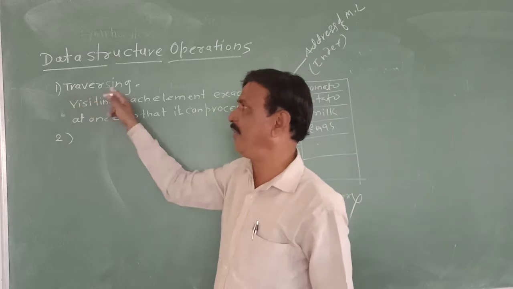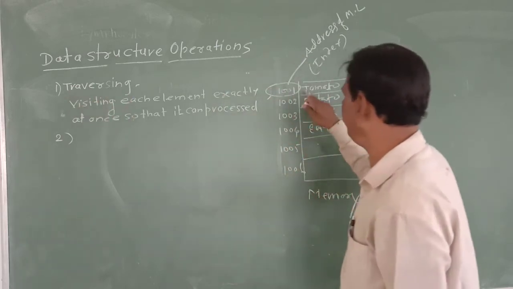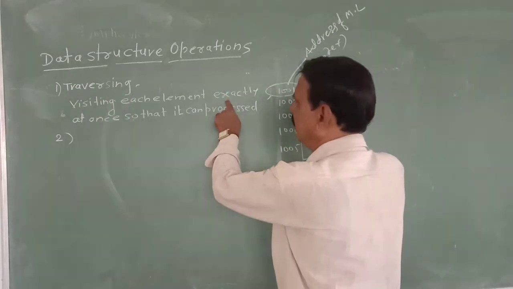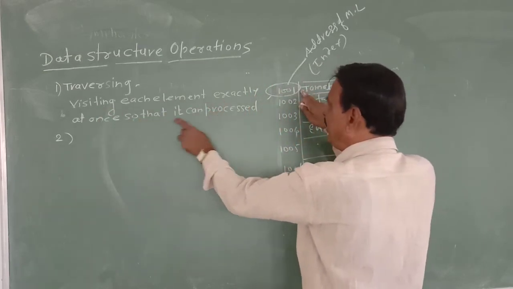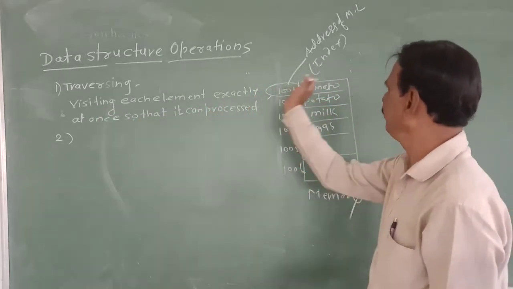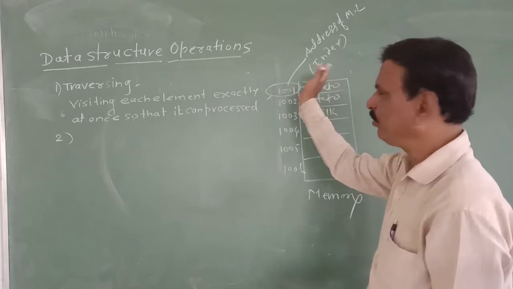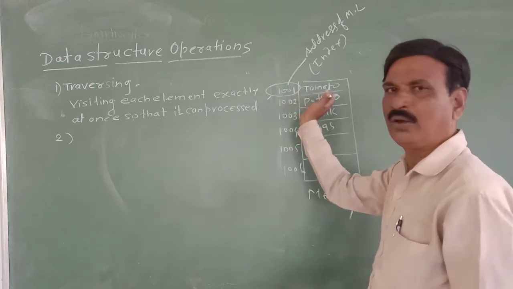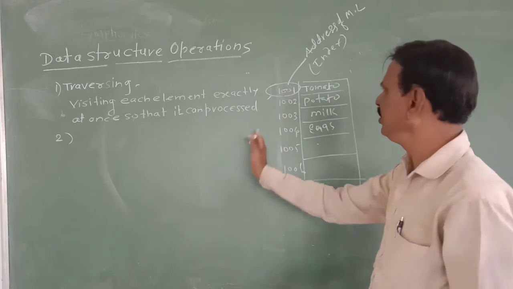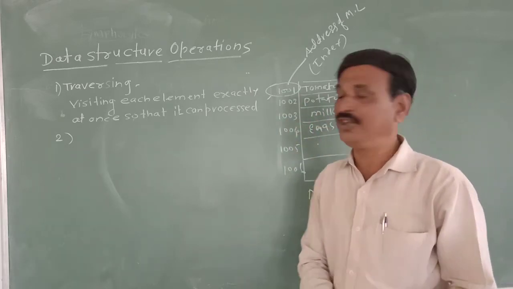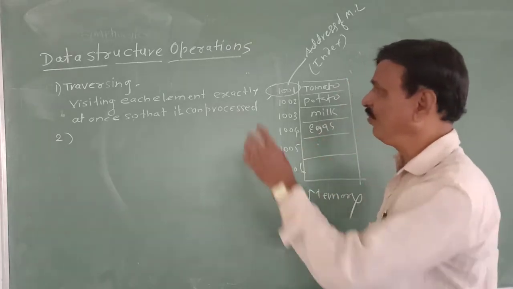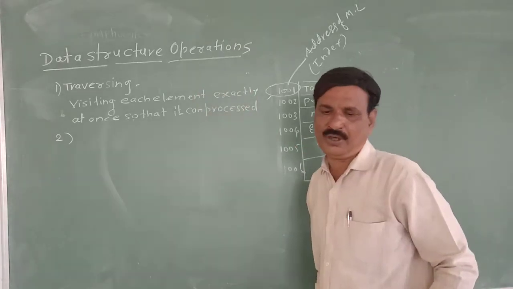First we have seen traversing. That is visiting each element exactly once so that it can be processed. So visit the first element, process tomato, visit the second element, process potato, visit the third element, milk, visit the fourth element, eggs, like this. It means that this is the traversing operation.